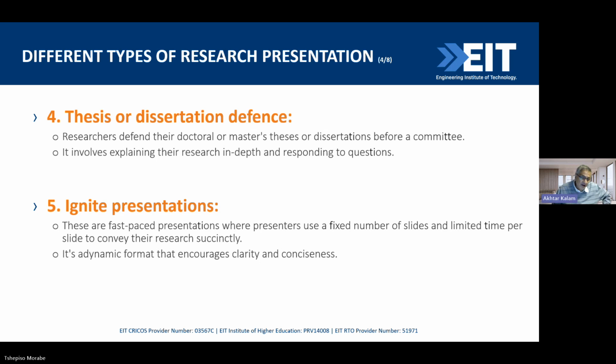The fifth one is Ignite presentation. These are basically fast-paced presentations where there is a fixed number of slides, very limited time, and you want to convey the message. This is a dynamic format. It encourages clarity and conciseness.